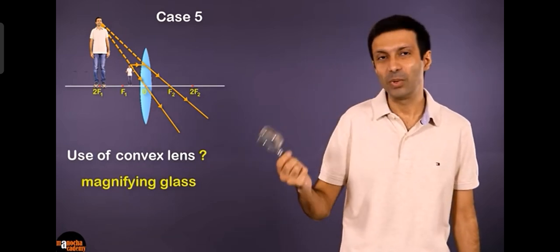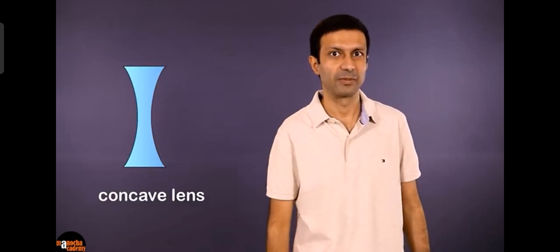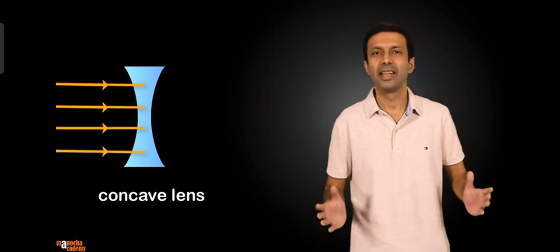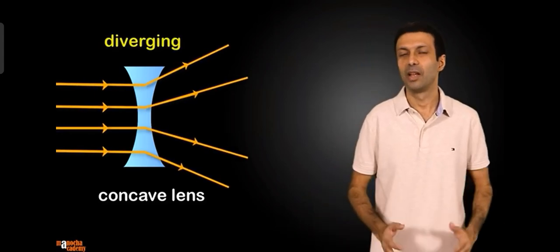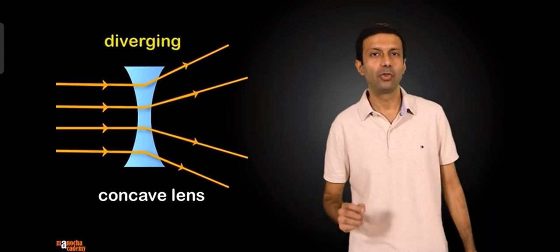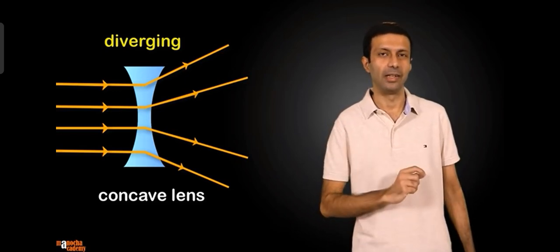Now that we are done with the convex lens, let's go ahead and take a look at the other type of spherical lens, concave lens. The concave lens is a diverging lens. For image formation, we need to draw the concave lens accurately.